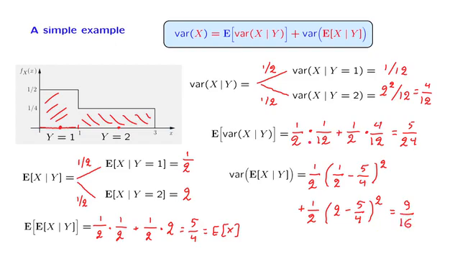And now we can go back to the law of the total variance and calculate that the total variance is equal to the expected value of the variance, which is 5/24, and then we have the variance of the expected value, which is 9/16. And this number evaluates to 37/48. So we have managed to find the variance of this random variable using the divide and conquer method and the law of the total variance.